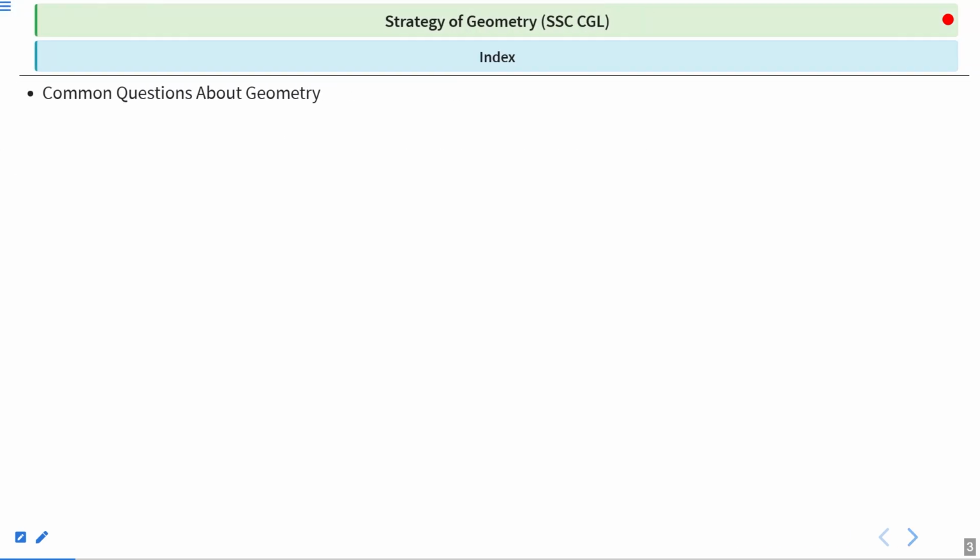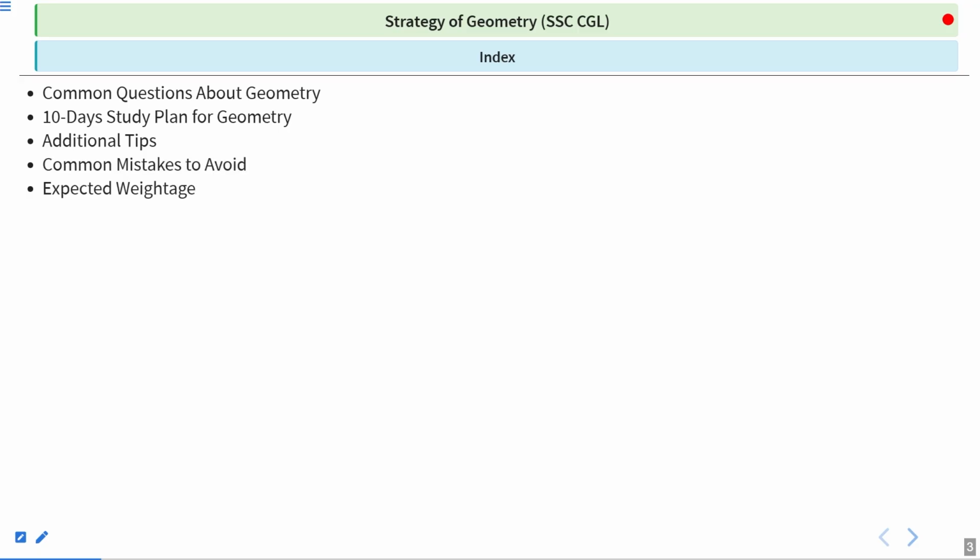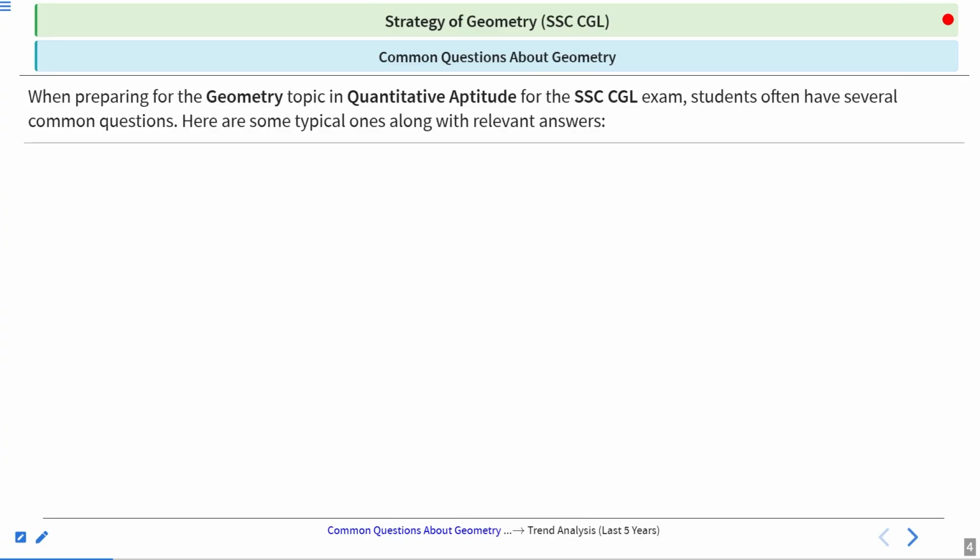Now see the index. The first one is common questions about geometry. We will discuss it in this lecture. Then a 10 days study plan for geometry, additional tips related to geometry, common mistakes to avoid, expected weightage, and trend analysis for the last 5 years. So let's start. First one is common questions about geometry.